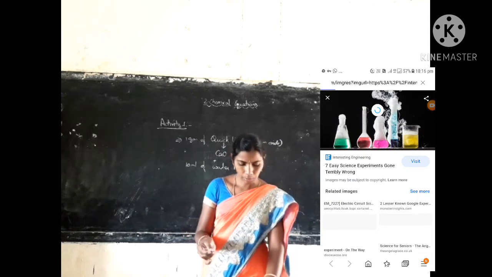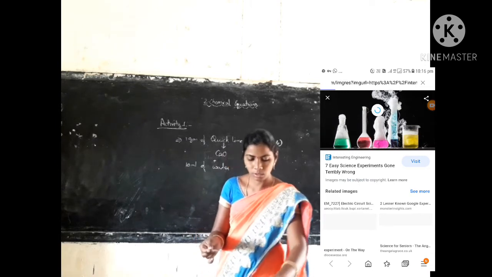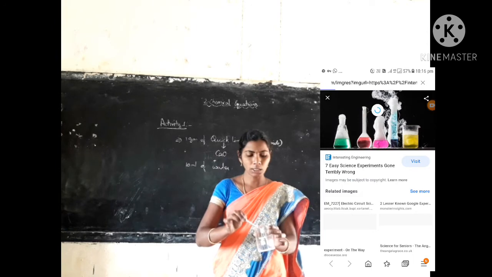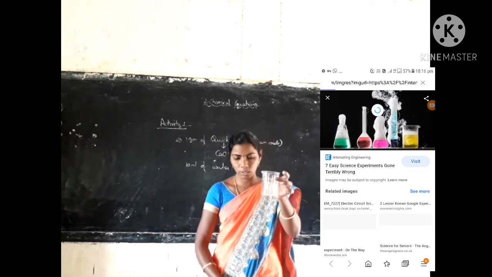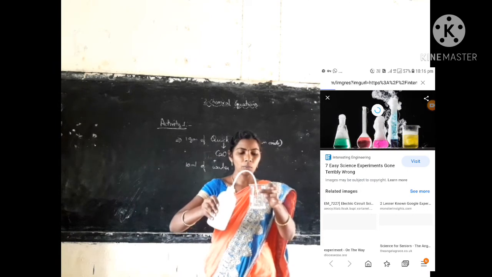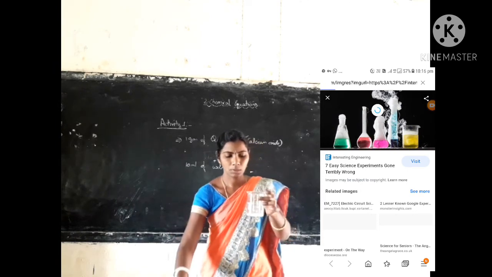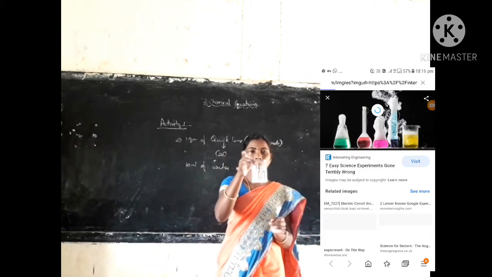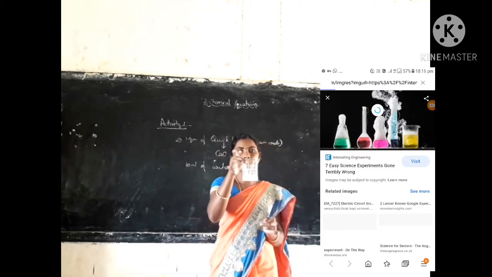You take in the beaker also. No? We can take in beaker also. So we will do in the beaker only. See here, in the beaker I am taking a small 1 gram of calcium oxide. So to this calcium oxide I am adding water. See, when I am adding water, you can see a white color liquid is formed.